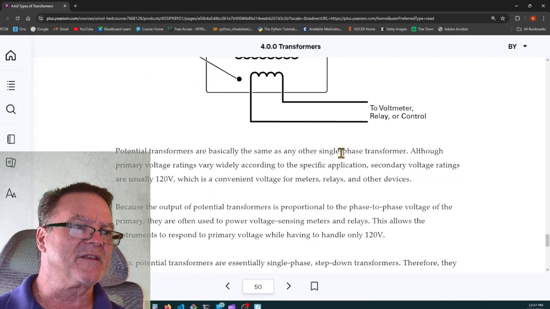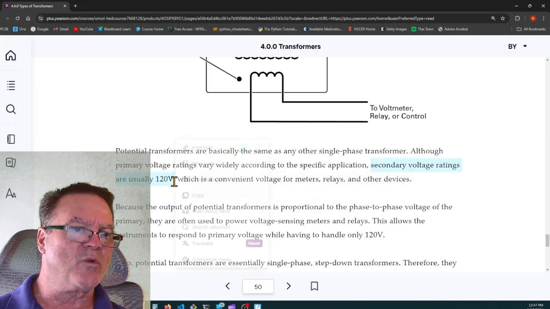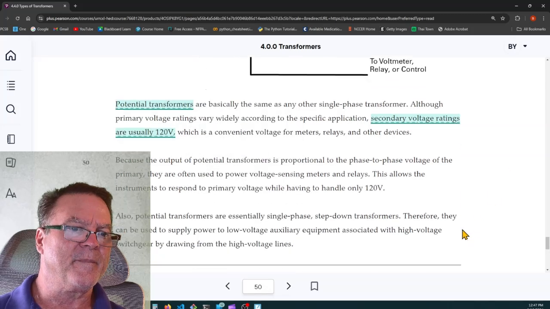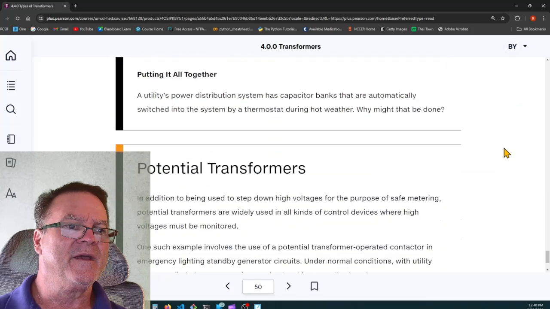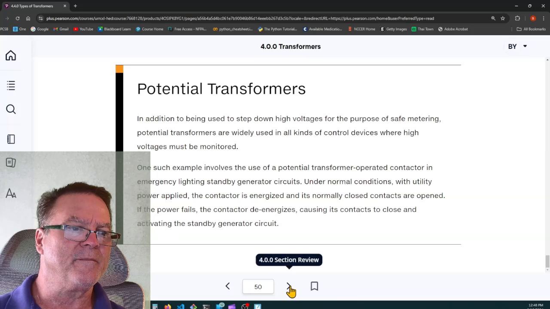Potential transformers are basically the same as any other single-phase transformer, although primary voltage ratings vary widely according to the specific application. Secondary voltage ratings are usually 120 volts. And that's a potential transformer. Because the output of the potential transformer is proportional to a phase-to-phase voltage of the primary, they're often used to power voltage sensing meters and relays. All right, potential transformer.